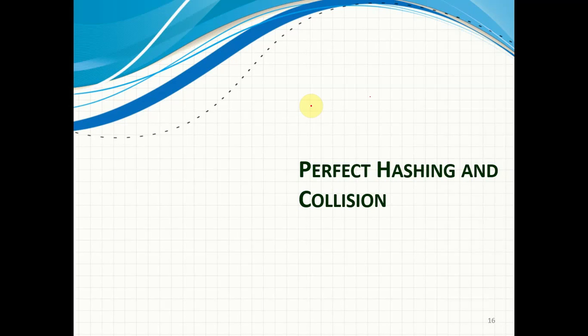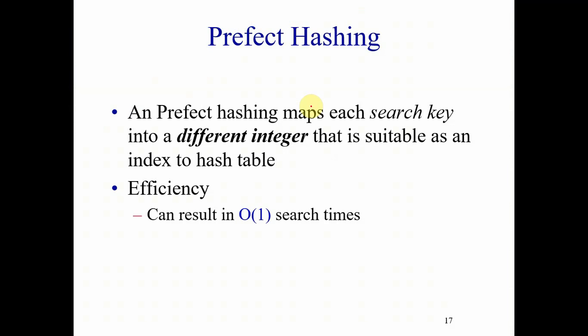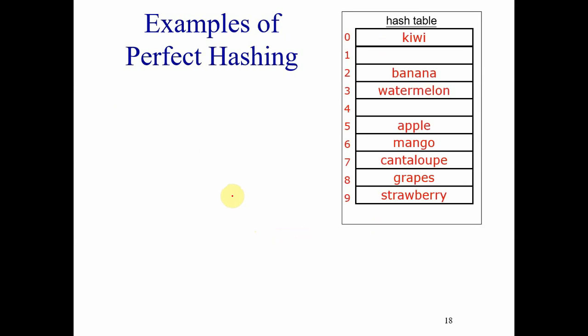In this section, we will talk about perfect hashing and collision. So let's see. Perfect hashing maps each search key into a different integer that is suitable as an index to a hash table. If we have perfect hashing, the result can be big O of one search time, which is a very favorable condition.